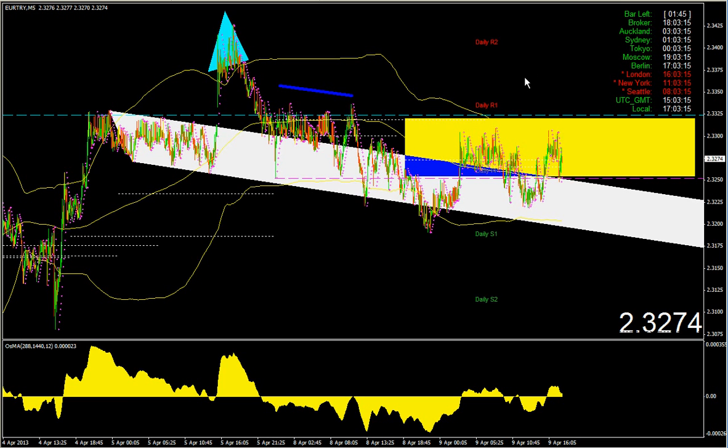Yes, that's the basic setup. From the technical point of view, if we put in some lines, we see this failed breakout above the 1% Bollinger Bands. Then we've got evidence of this sideways, slightly bearish trend channel.